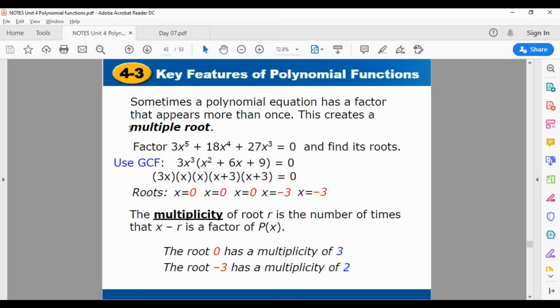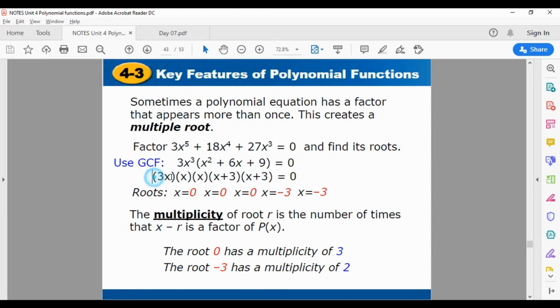Now we want to look at multiple roots. What happens if a factor occurs more than once? So we're given this particular equation, and all three of these terms have at a minimum x cubed, and they're all also divisible by 3, so they all have a factor of 3x cubed. Once you do that, this is a perfect square, so this is x plus 3 times x plus 3.